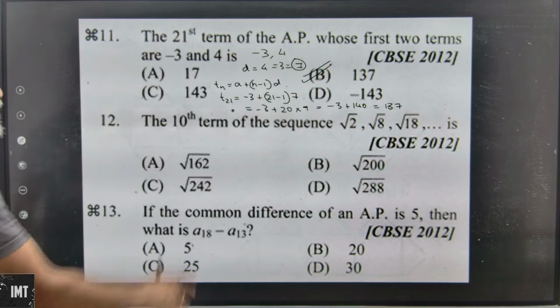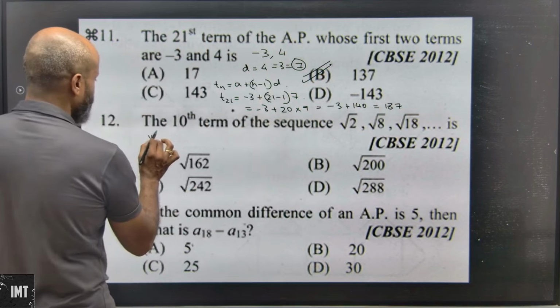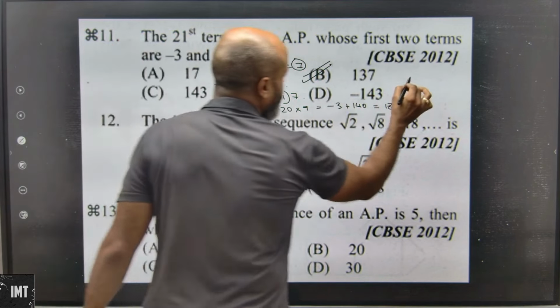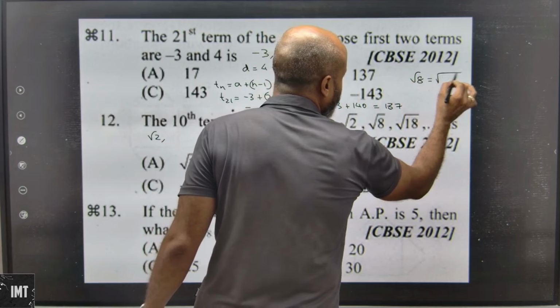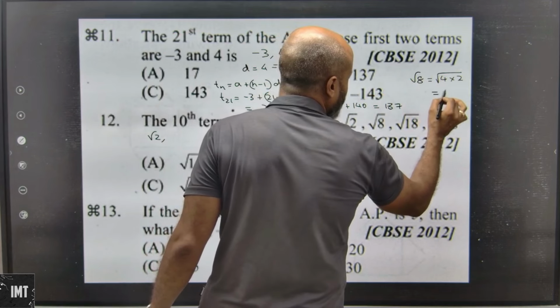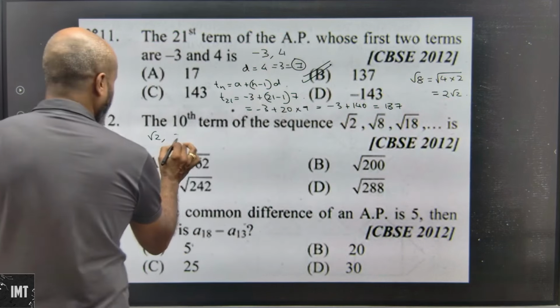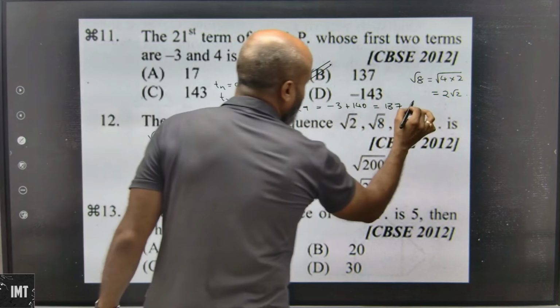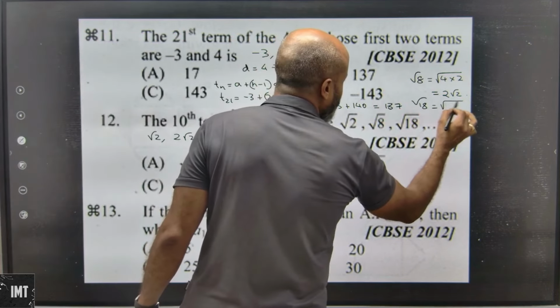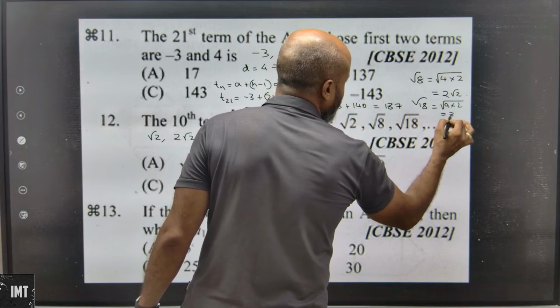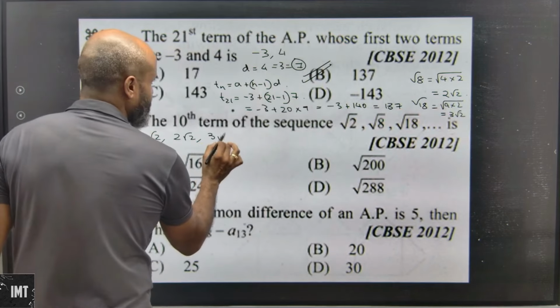The 10th term of the sequence. This is basically a sequence: root 2, root 8, root 18. What can root 8 be written as? Root 8 can be written as root of 4 into 2. That will be 2 root 2. So here we have 2 root 2. What can root 18 be written as? This will be root of 9 into 2. That's 3 root 2. So we will write this as 3 root 2.